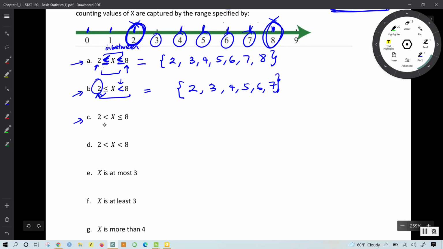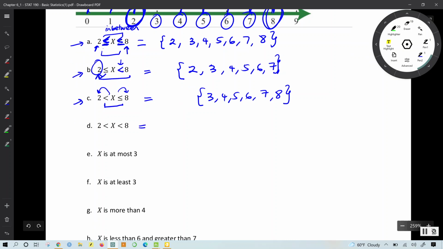What about the next one? Between 2 and 8, of course, 3, 4, 5, 6, 7. This time, do I include 2? No. So this means this starts exactly at 3. And then do you include 8? No. In this case, we're looking at strictly in between 2 and 8. So that'll be 3, 4, 5, 6, and 7.